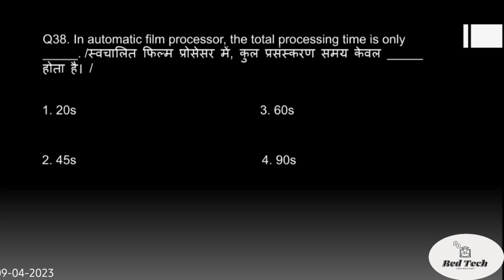Question number 38. In an automatic film processor, the total processing time is only. What would be the total processing time for the automatic film processor? Options are 20 second, option second is 45 second, option third is 60 second, option 4 is 90 second. This question comes from the automatic film processor, and the right answer is option number 4, 90 second. The total processing time for the automatic film processor is 90 second.